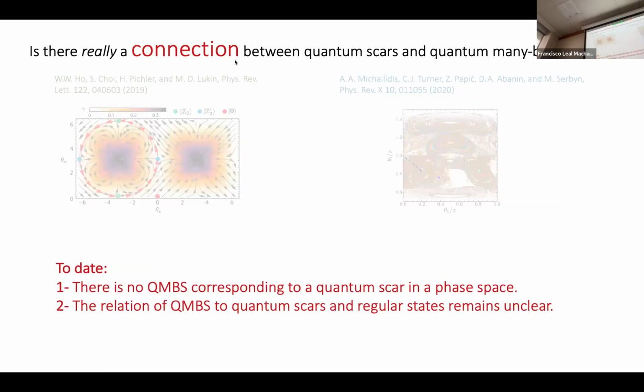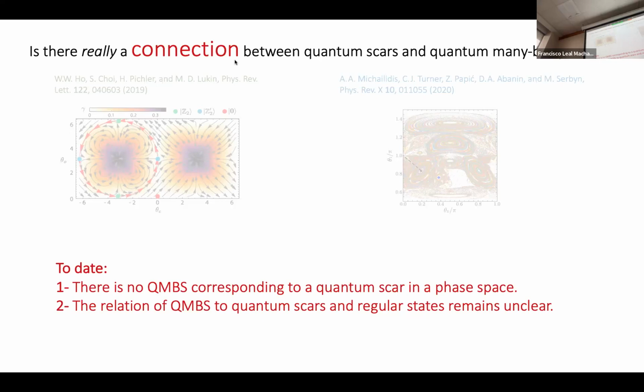So the conclusion to date is that there is no clear correspondence of a quantum many-body scar to a quantum scar in a phase space. The quantum scar and regular states are well-defined concepts in a phase space. We expect a quantum scar to be associated with an unstable periodic orbit that has a positive Lyapunov exponent, while the regular states are associated with stable periodic orbits, and by stable periodic orbit, I mean the Lyapunov exponent is 0. So these are very well-defined concepts. Well, QMBS, we really look at in a many-body spectrum, right? And there is no correspondence yet between them.